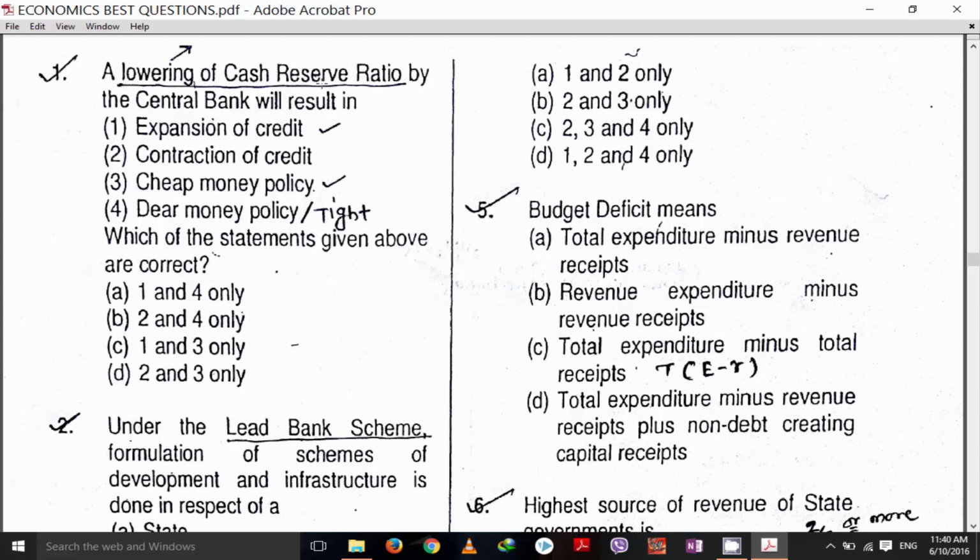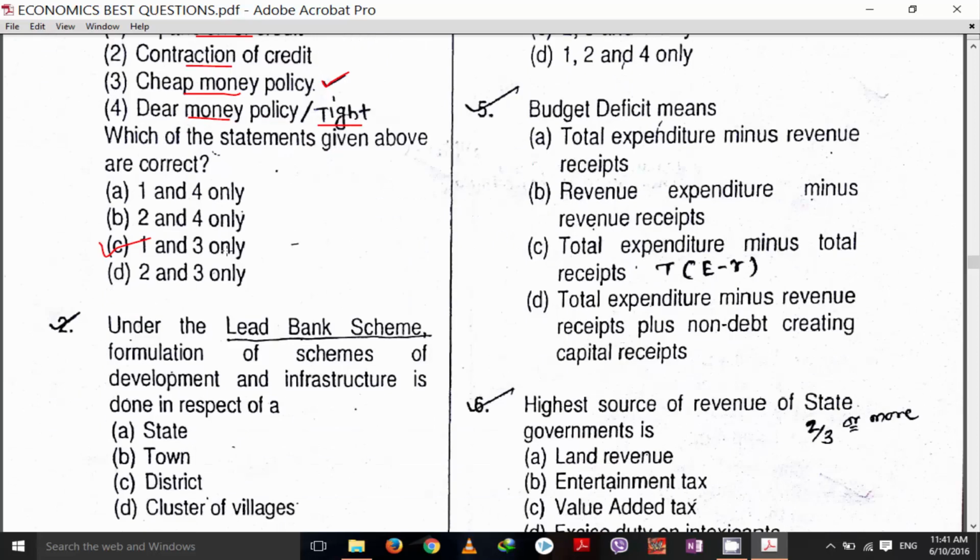A lowering cash reserve ratio by a central bank will result in expansion of the credit, contraction of the credit, cheap money policy, dear money policy, or we can say tight money policy. Lowering the cash reserve ratio means expansion of the credit, more money with the people. Then it's also called the cheap money policy. So these two are correct, first and third. So the answer is C. Next question.